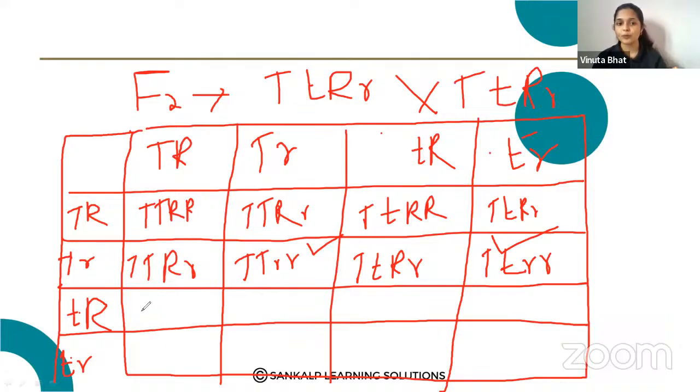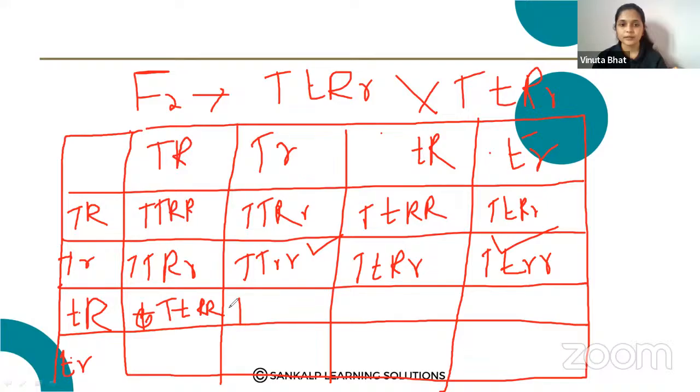Okay, so this is the new combination, and they asked what is the ratio of the plants produced in the F2 generation. They didn't ask about the checkerboard, but you can do it. If it is a 4-mark or 3-mark question, you can draw the checkerboard. Next one, capital T, small t, capital R, capital R. This is also a red color flower producing tall plant.